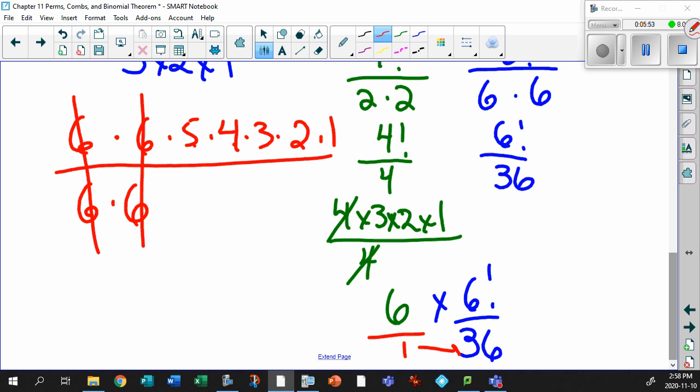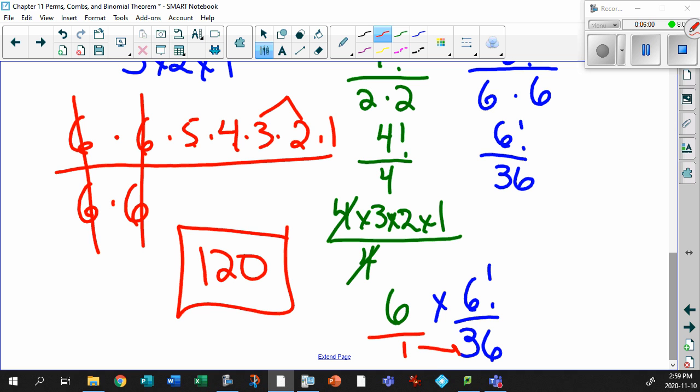5 times 4 is 20. 20 times 6, I get 120 routes. I didn't even have to pull out my calculator for that one. Well, mic drop.